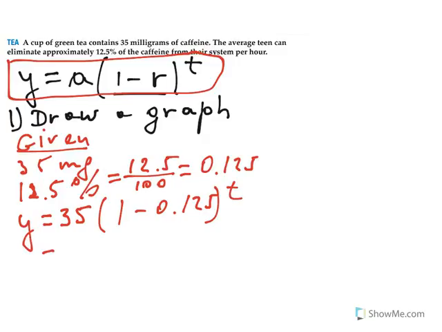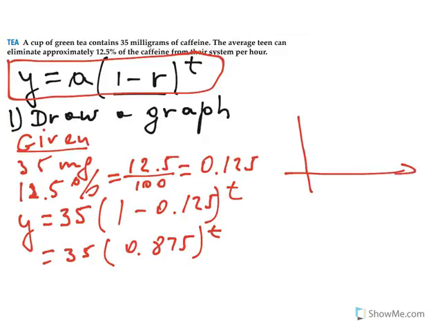And as the order of operations says, I do the subtraction here, 1 minus 0.125, which gives me 35 times 0.875 to the power of t. And I have to graph the function. Please use the graphing calculator for graphing the function. I would see a graph that is decay, starting with the initial amount, 35, and going down. I never cross the x-axis. The x-axis in this case is the asymptote.